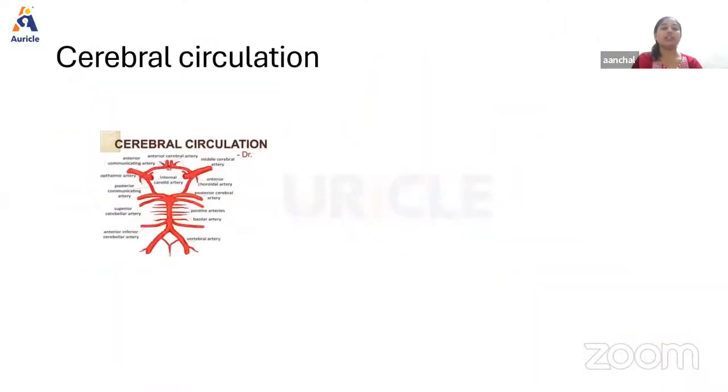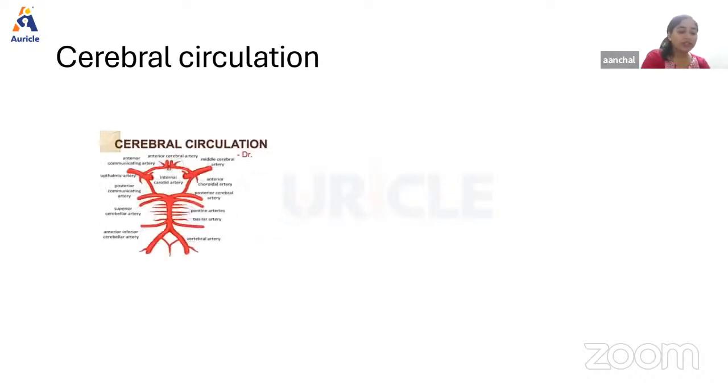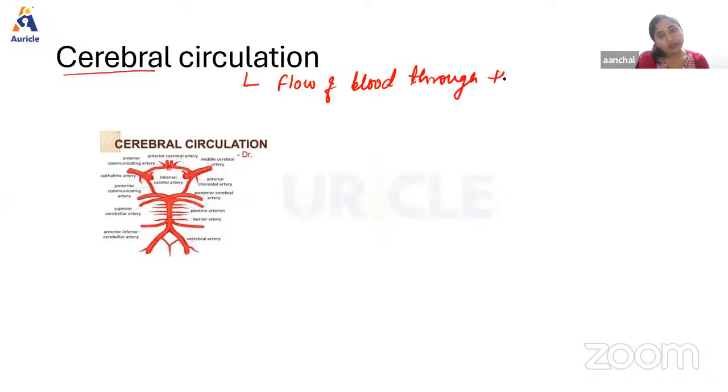Now, next we have the cerebral circulation. Cerebral circulation is considered to be an important one, so you need to learn it by investing more knowledge and more time. So what is cerebral circulation? This refers to the flow of blood through the blood vessels of the brain. As we can see, the name cerebral indicates that there is a flow of blood inside the brain.